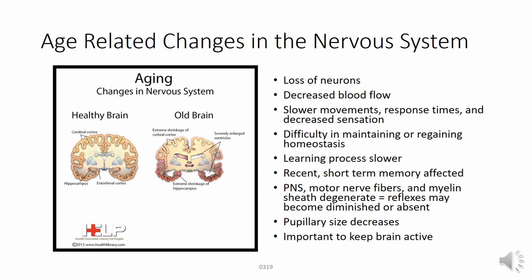In the peripheral nervous system, the motor nerves and fibers within the myelin sheath degenerate with advanced aging, and the reflexes become diminished or absent as a result of this. Also, you may see that the pupils decrease in size and are more sensitive to light, thus needing more light for activities such as reading. And then it is important to utilize the brain and to keep it active to promote intellectual functions.